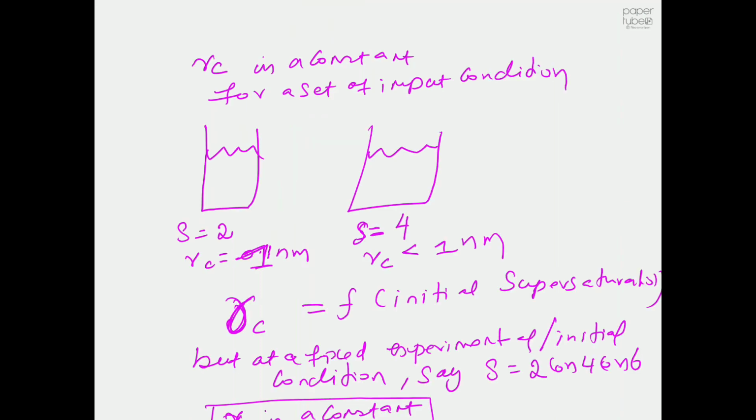In fact, if you do some experiment with this solution, with initial supersaturation S equal to 2 and then initial supersaturation S of 4, and then you go home, you come next day, and if you check the size of the final crystals that you get from this solution, if this is like say 4 microns, so from this one you will get 8 microns.